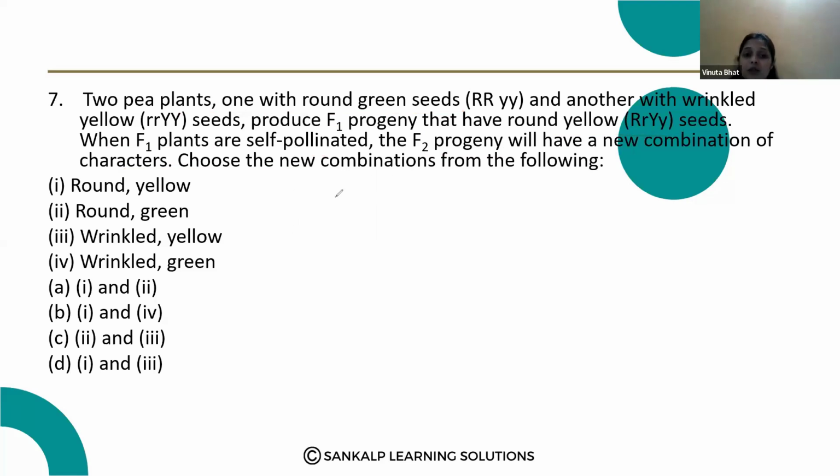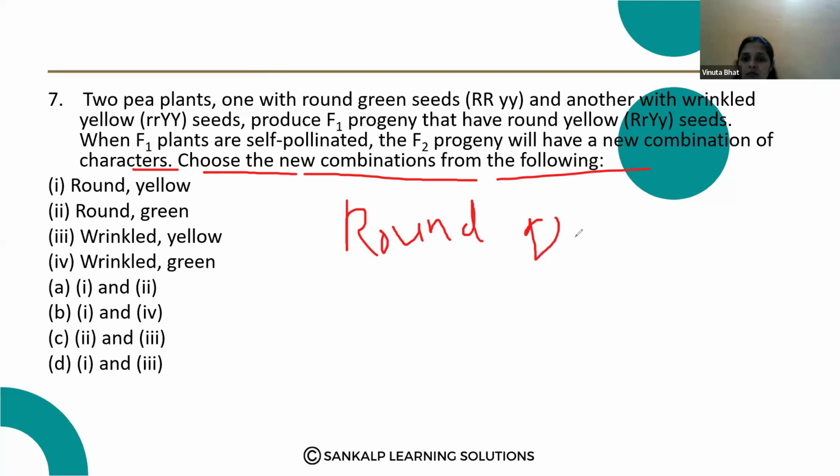When the F1 plants are self-pollinated, F2 generation plants will be formed. So, choose the new combination from the following. Here, round green seed is not a new combination, that is already present in the parental generation, right?